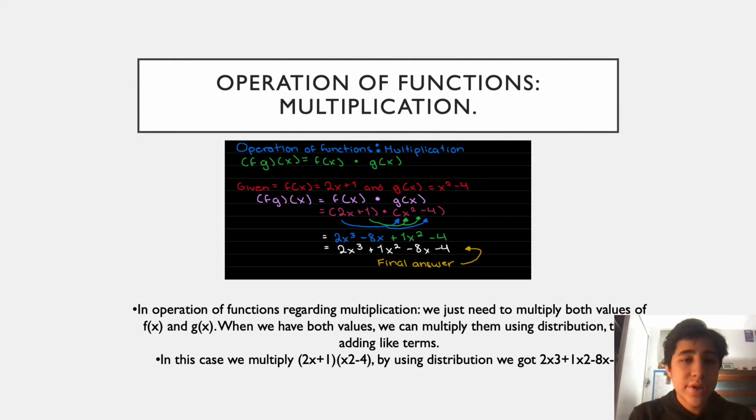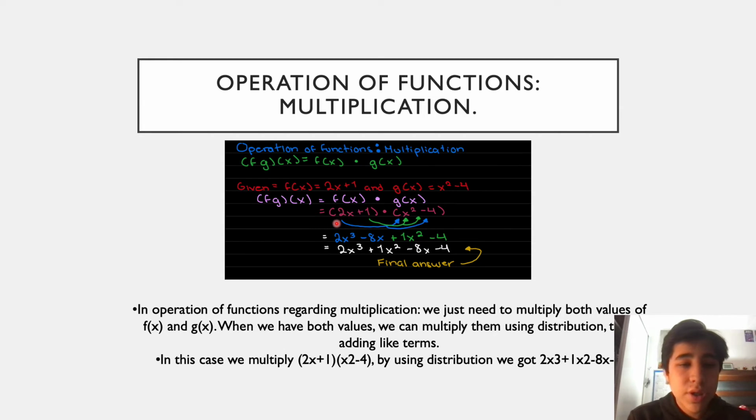So operation of functions regarding multiplication. In this type of problem, we just need to multiply both values of f of x and g of x. When we have both values, we can multiply them using distribution and then adding like terms. In this case, f of x equals 2x plus 1 and g of x equals x squared minus 4.